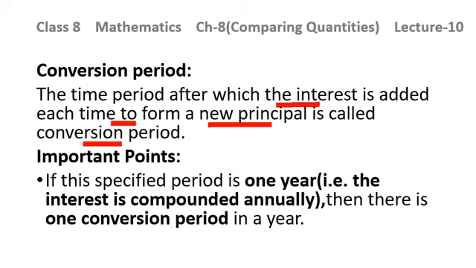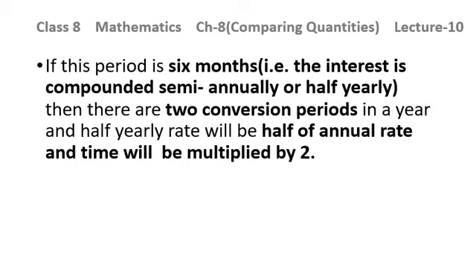If this specified period is 1 year, that is, the interest is being compounded annually, everyone knows that it is a time period of 1 year, then there is one conversion period in a year. Simple as this.